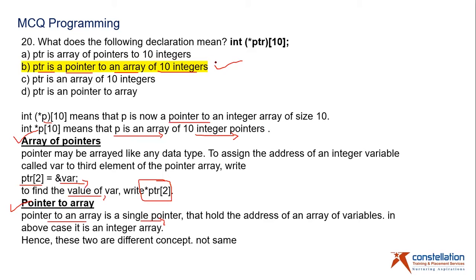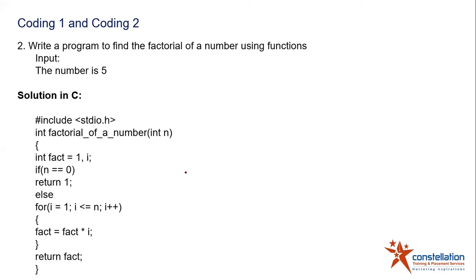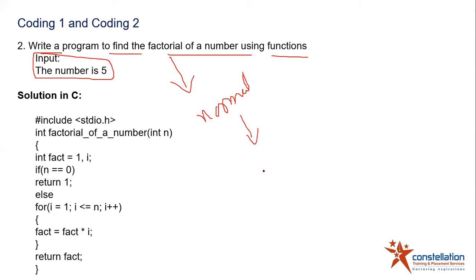So now with that, we are done with the MCQ part. Now what we are going to do is solve two coding questions. The next question is pretty simple: write a program to find the factorial of a number using a function. Okay, this is a straightforward question. This can be written in two ways: using a normal function, or you can write a recursion. Okay, so I will write it in both ways.